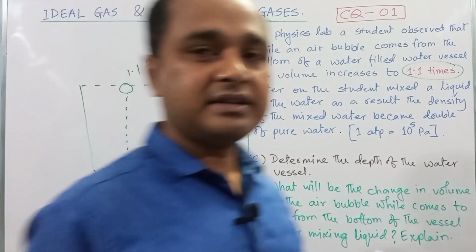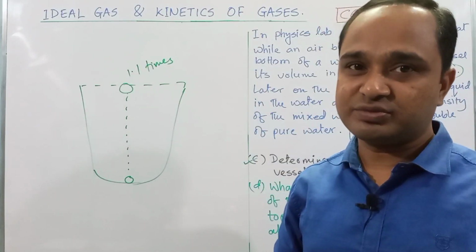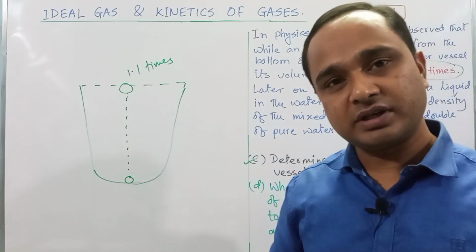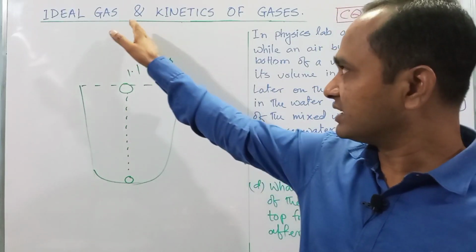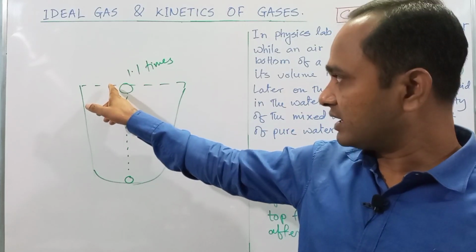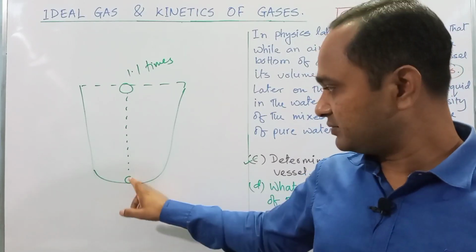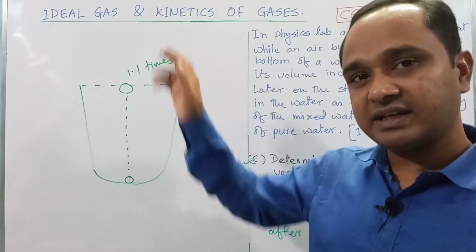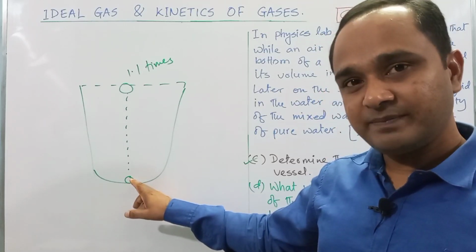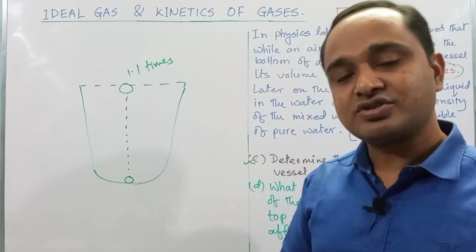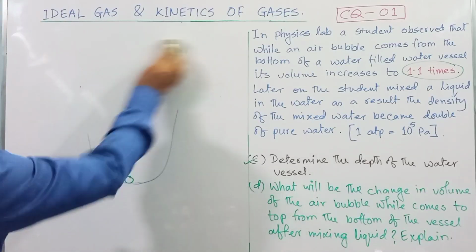you can realize that if the air bubble remains at the top of the water vessel, it feels only the pressure due to the air column, that is, only atmospheric pressure. But when it remains at the bottom of the water vessel, it feels pressure due to air plus water, because air is exerting pressure on the top of the water, and water also exerts pressure on the air bubble. So it feels pressure due to two things, one is water and another is air. So definitely the volume of the air bubble will be smaller at the bottom of the vessel, and larger at the top of the water vessel. So we have to determine the depth of the water vessel.